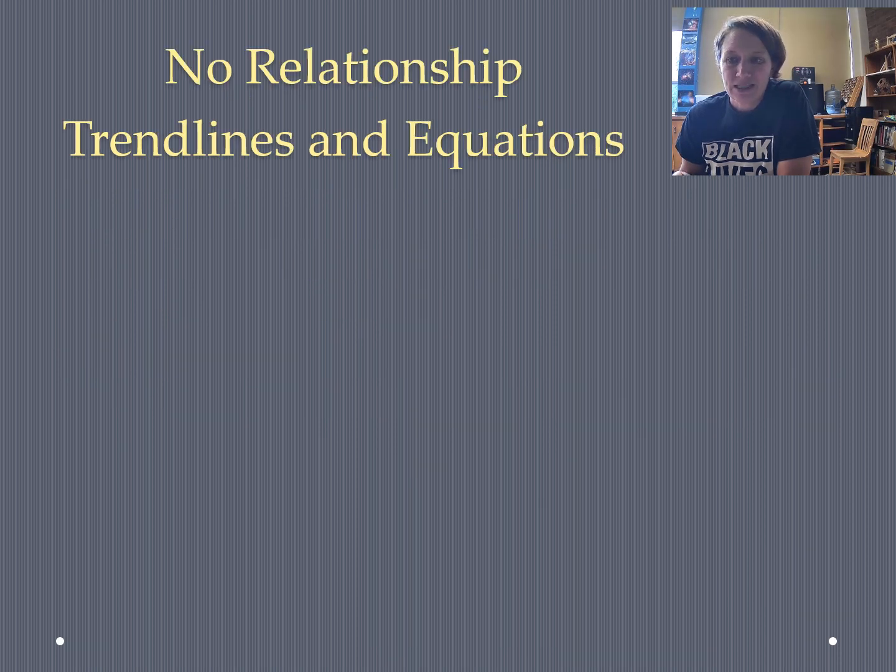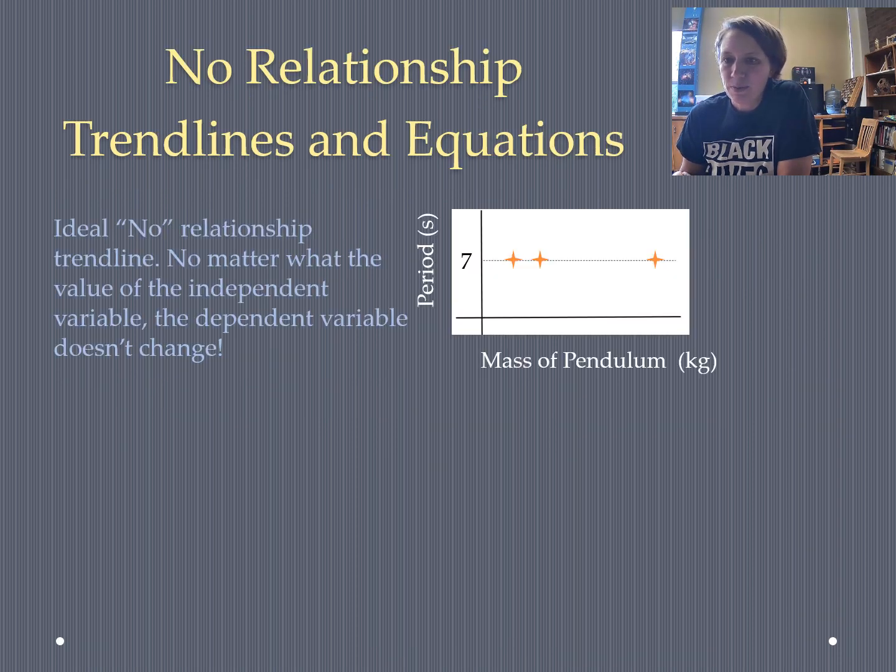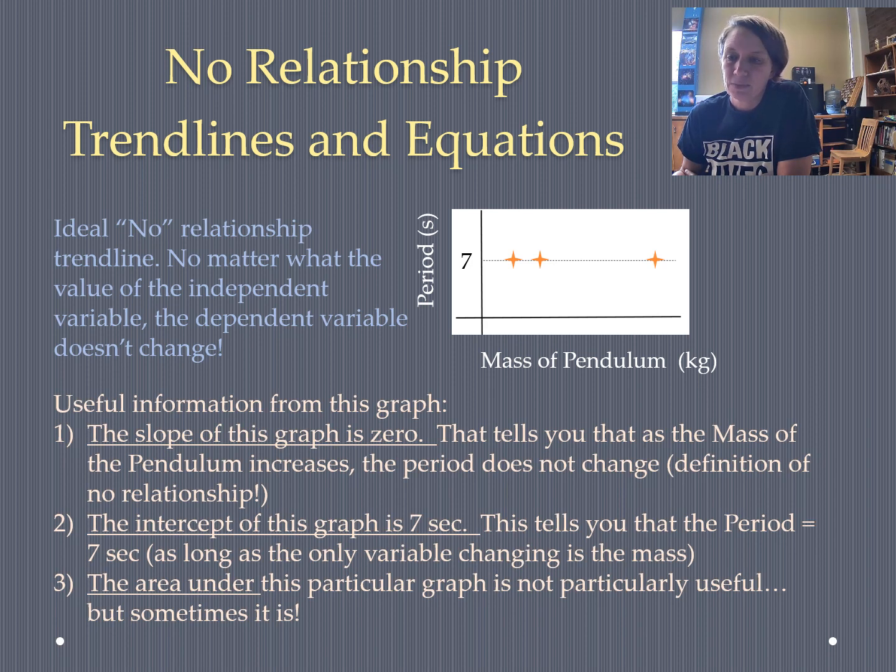If you have a data set that shows no relationship, it will graph out on a scatter plot as a flat line, a flat horizontal line or vertical, depending on which axis you put your variables on. And what this line tells me is that no matter what is happening to the independent variable, the dependent variable value doesn't change. There's actually still a lot of useful information you can get off of this graph. For example, the slope of this graph is 0. That's by definition true for a no relationship graph.